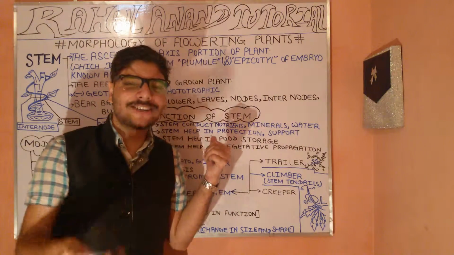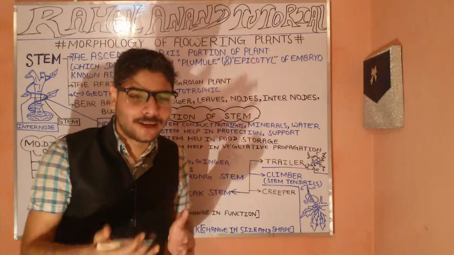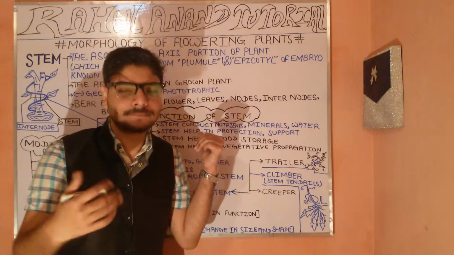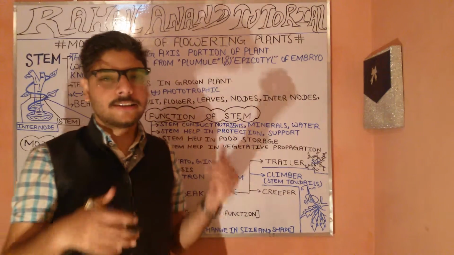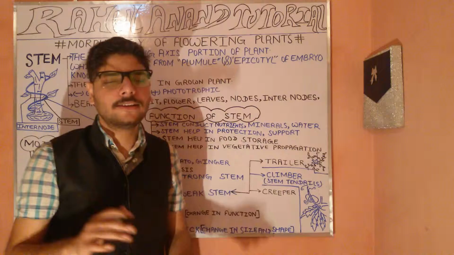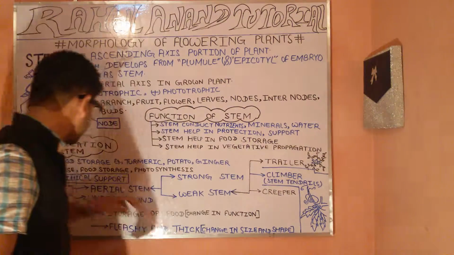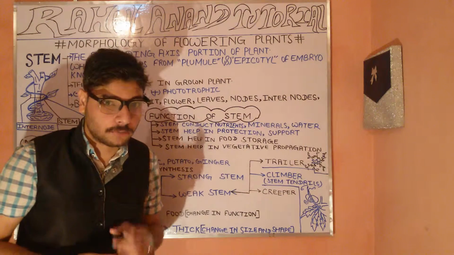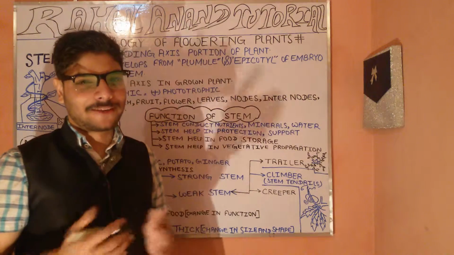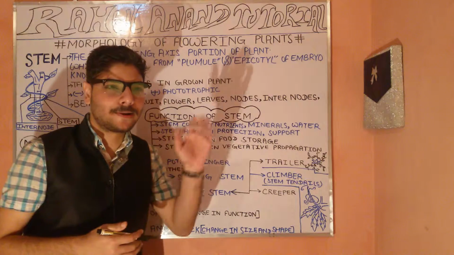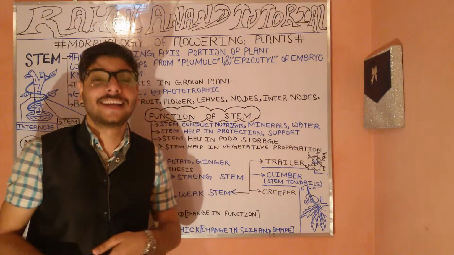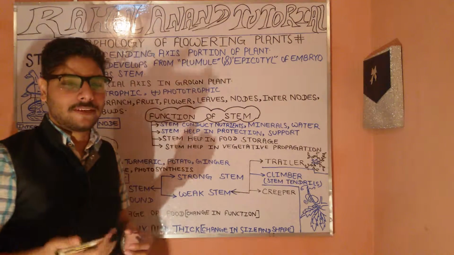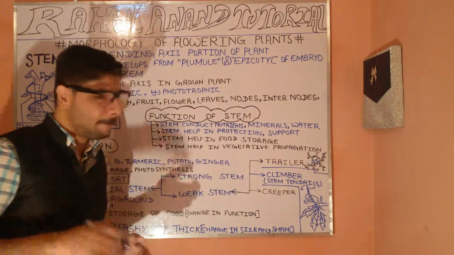Now, let's talk about the modification of the stem. It will play an important role in terms of food storage, of course, then protection, then the support mechanism here. Then often in carrying out photosynthesis. So what is photosynthesis? The transformation of photon energy into chemical energy. Photosynthesis.